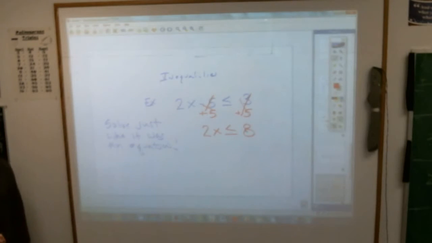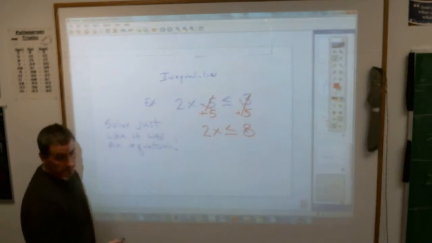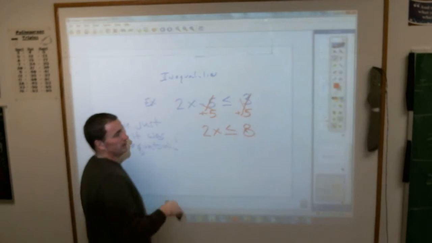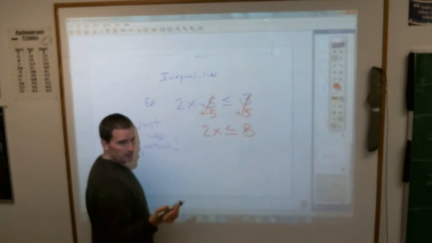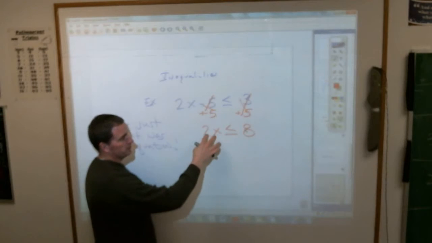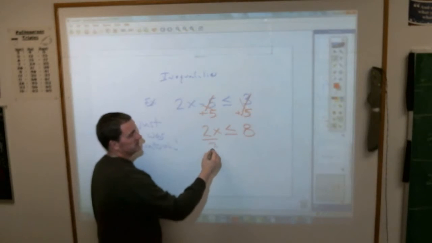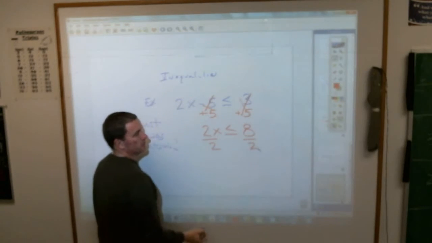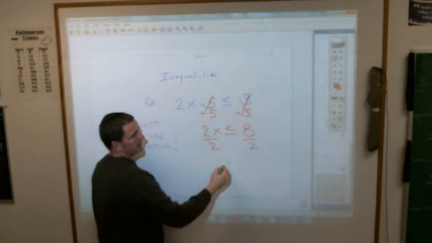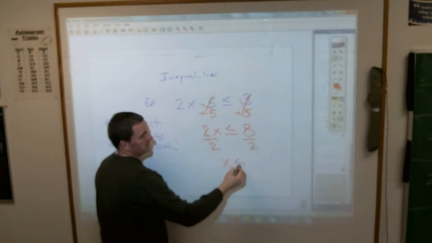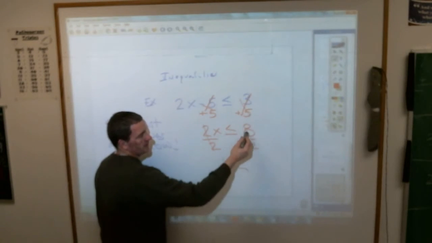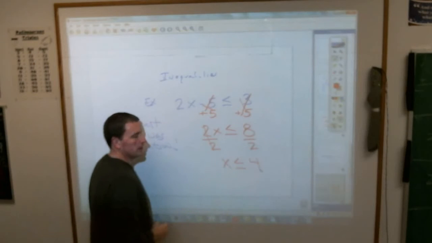And then the last thing I'm going to do is, well, how do I do that? How do I get rid of this 2 in front of the x? Opposite of this is? Right. Divide by 2, divide by 2. X is now by itself. You still have the less than or equal to sign there. 8 divided by 2 is 4.